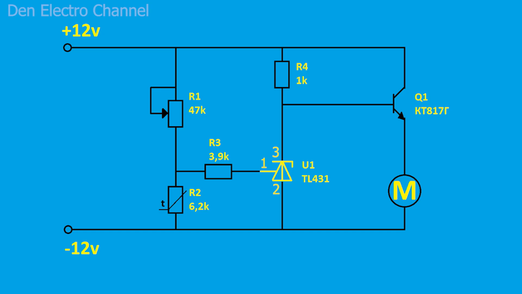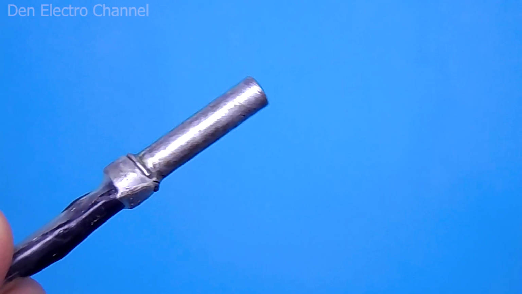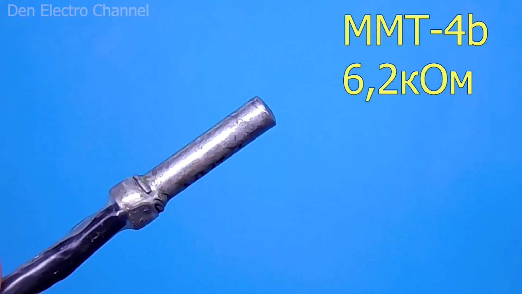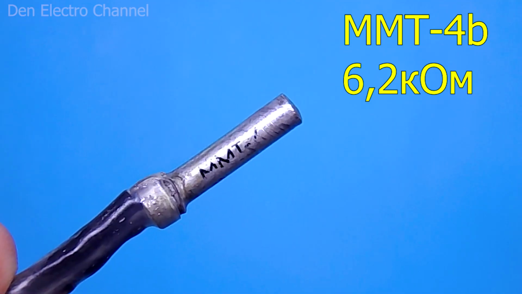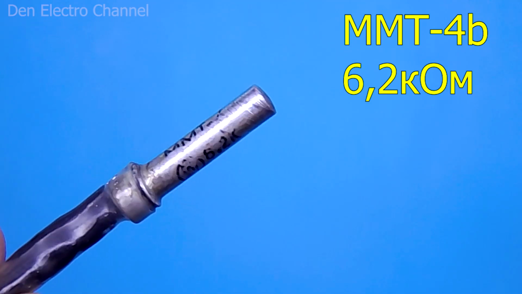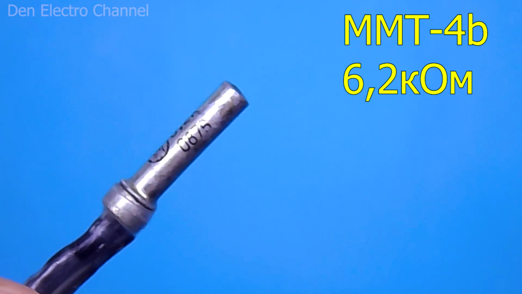The state of the TL431 microcircuit is affected by two resistors located in its circuit board. The variable resistor R1 is 47 kiloohms, and the thermistor R2 is 6.2 kiloohms. I use a Soviet-era thermistor labeled MMT4B. It's an aluminum tube about 2 centimeters long. Keep in mind that the housing is not insulated and is live.